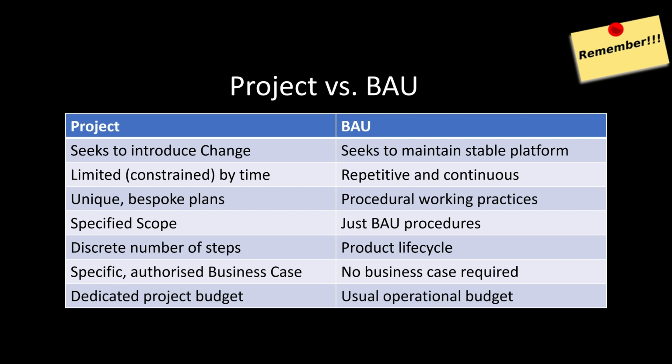A project has a defined scope, and we'll talk about scope in a future video, whereas business as usual just has its procedures. A project has a discrete number of steps that we work through as we go through the project. We call it a life cycle, and we'll cover that in the next video. Business as usual doesn't have a project life cycle, it has a product life cycle. So different stages the product is within that process.